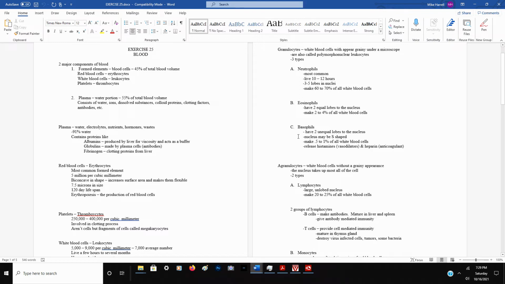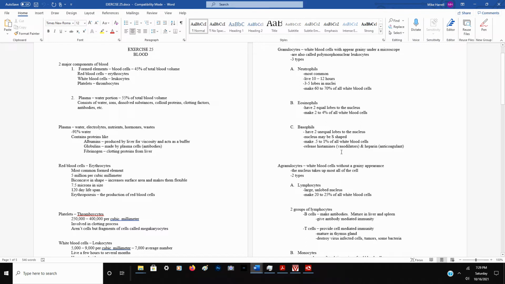Basophils are the rarest of your white blood cells. Now, they have 2 lobes a lot of the time, like eosinophils do, but they tend to have 2 unequal lobes. Another appearance their nucleus could have is to have an S shape to it. So different appearances to the basophil, a couple of possibilities. These make up 0.5 to 1% of the white blood cells in your average normal healthy person, so these are really rare right here. And they like to release chemicals like histamines. They act as vasodilators.